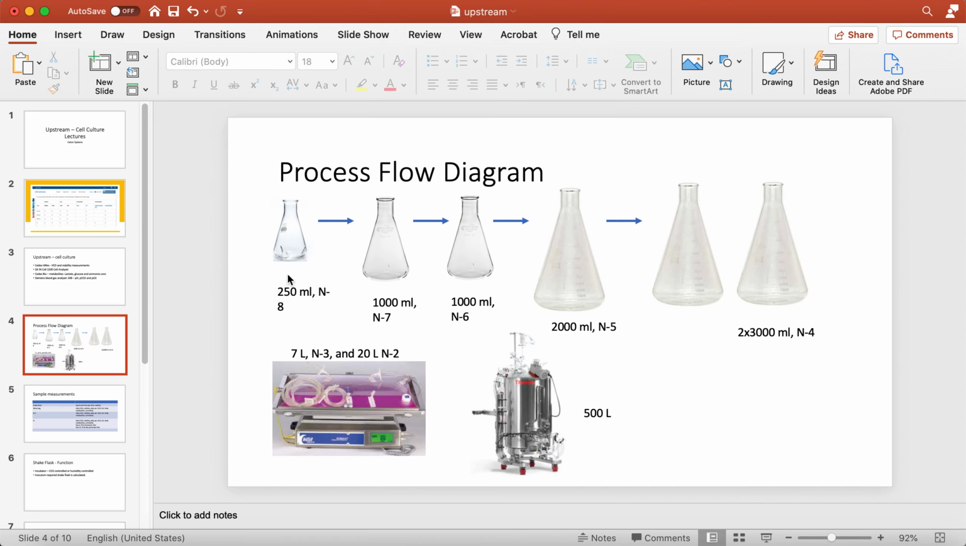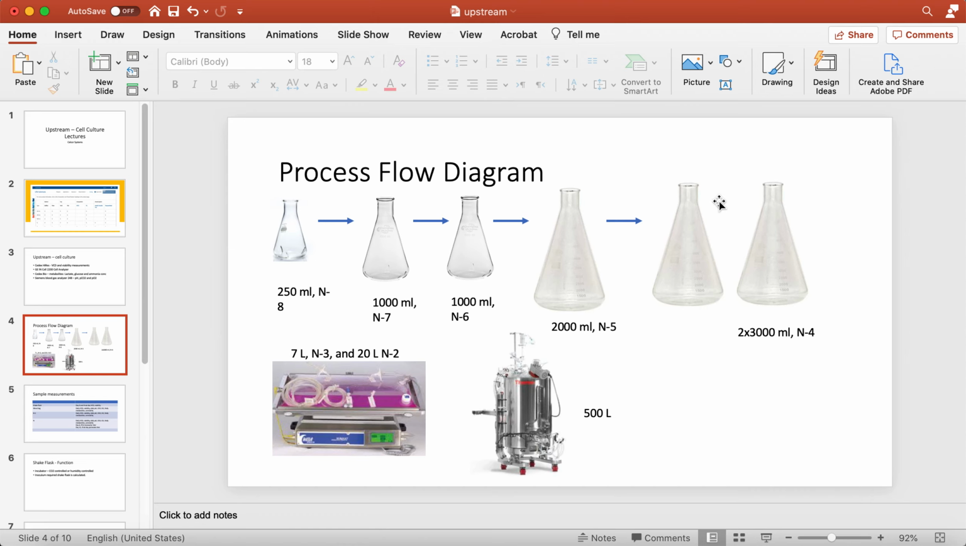In this stage it is roughly 10% of the working volume, so roughly 50 ml. So 20% is the working volume. Then it goes to 1000 liter. Sometimes it could be a 3000 ml shake flask.